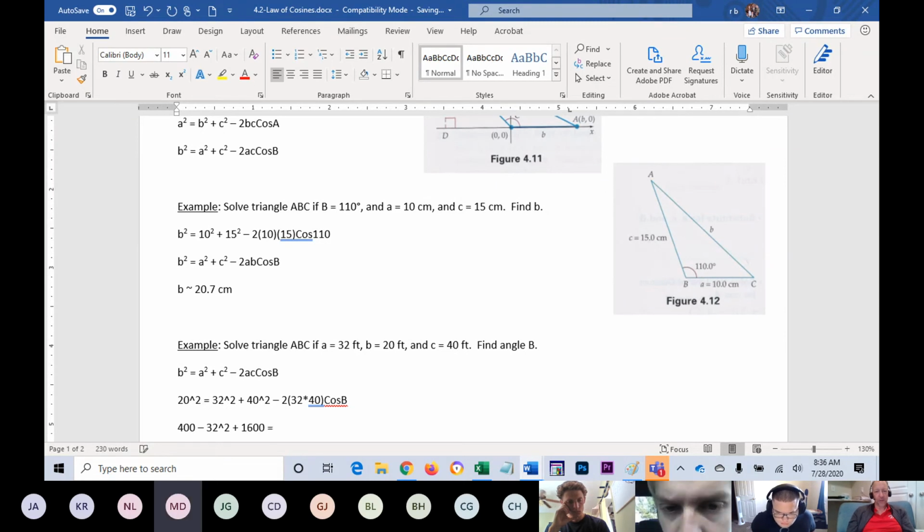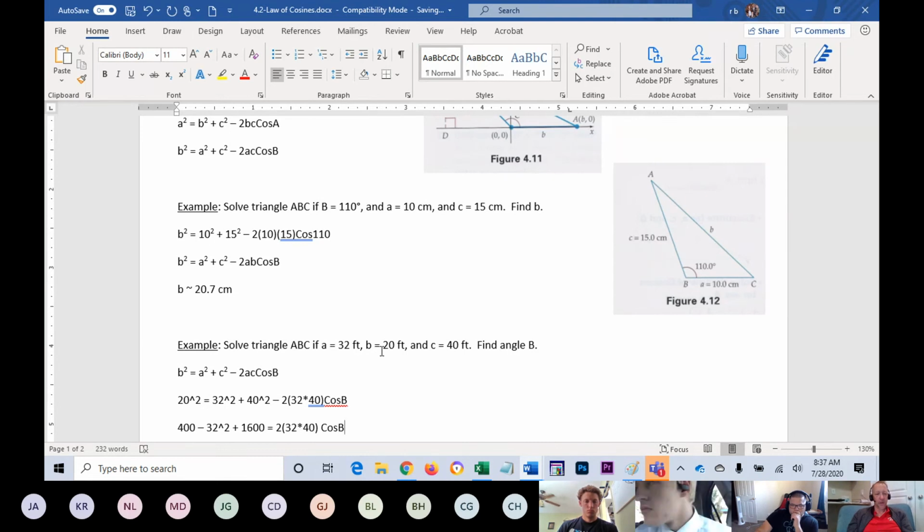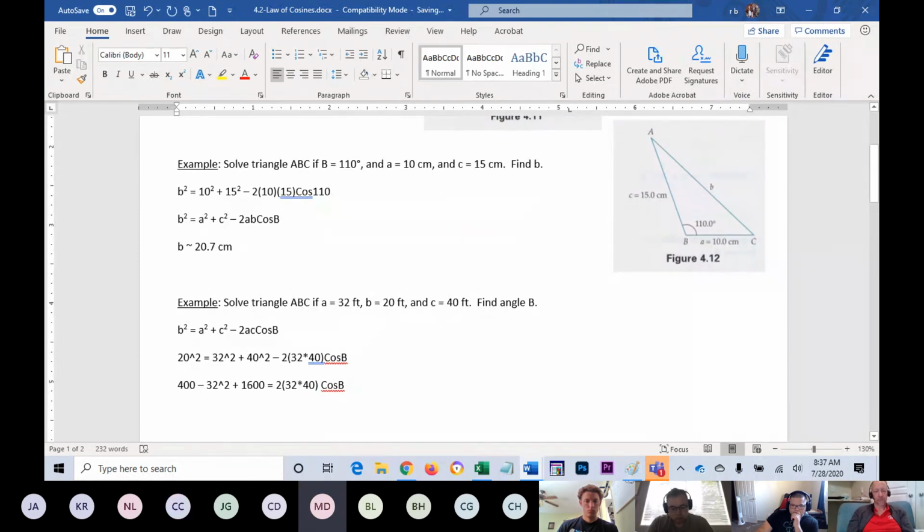That's going to equal 2 times, I can't do that in my head, 32 times 40, cosine of B. Okay, and then what? Then we'd want to just solve the number to the left, and then we could divide it, right? Yeah, so I've just got the cosine of B is going to equal all of this, whatever that is, some big number. I didn't follow why it's plus 1600.